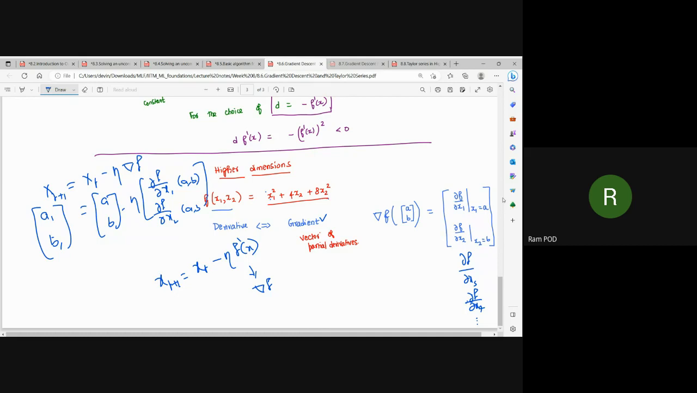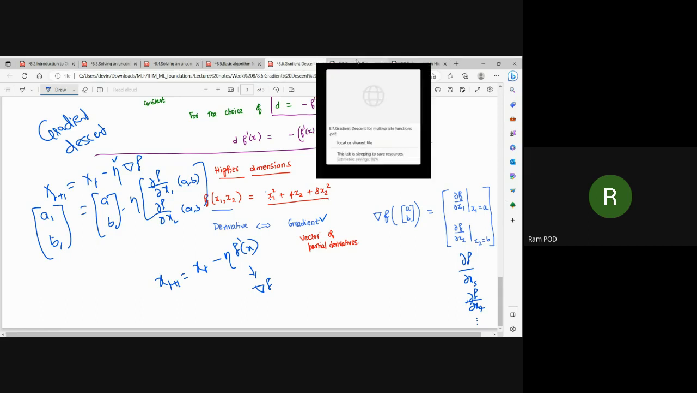You can expect a problem on gradient descent, and the step size eta will be mentioned to you. Then you can just follow that to get your solution, whatever is asked. Clear?